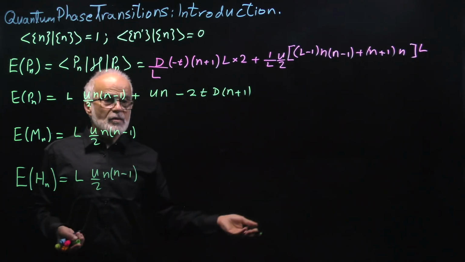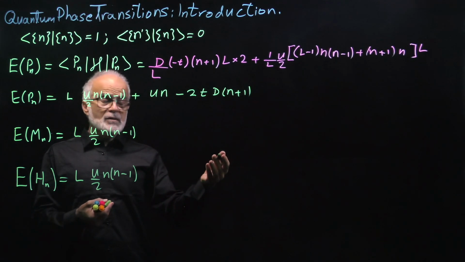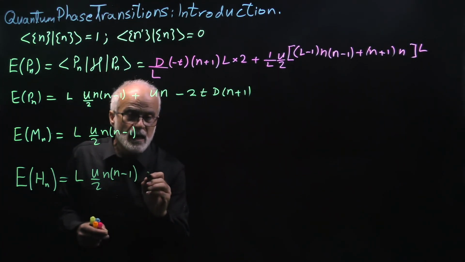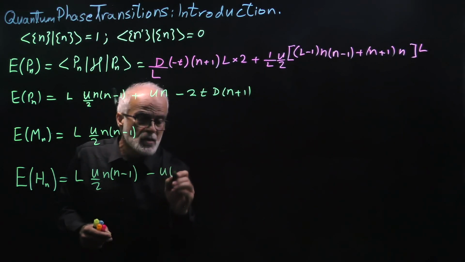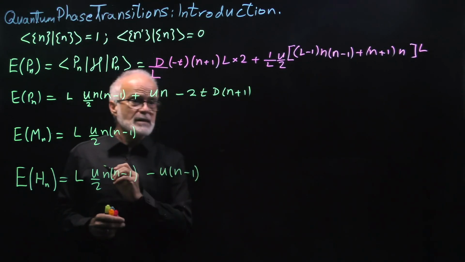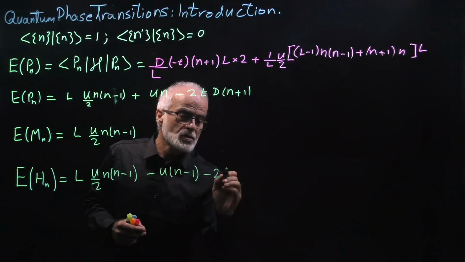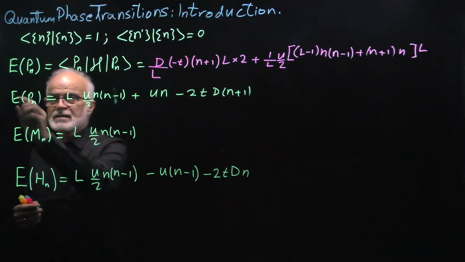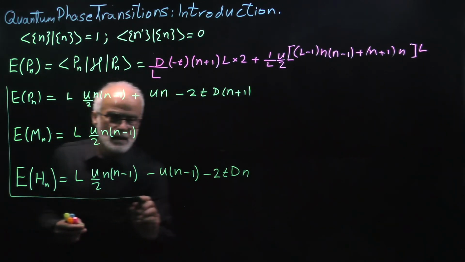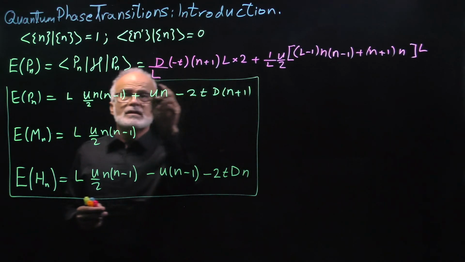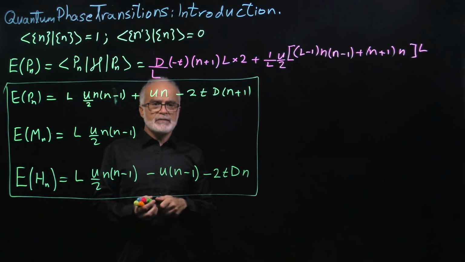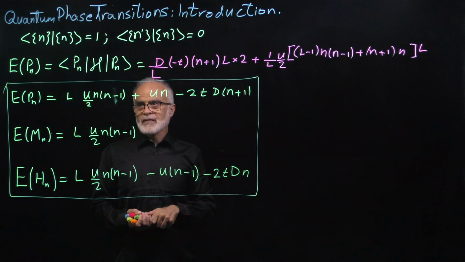And then we will have other terms because there's a hole in there and because the particles are hopping. And so we'll have minus U N minus 1 minus 2 T D N. So these are the three energies that we were after to first order in perturbation calculation.